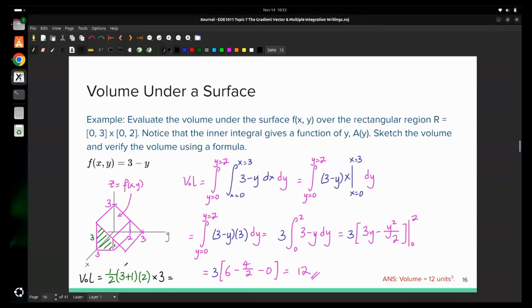Because it's 2 times, the half will cancel off this, then it's 4. 4 times 3 is 12. You know the area of a trapezium? The area of a trapezium is half (a plus b) times height. The height is 3 here, then this is going to be 1. Why is this 1? Because your y is 2, so 3 minus 2. Therefore f will be 1 here.